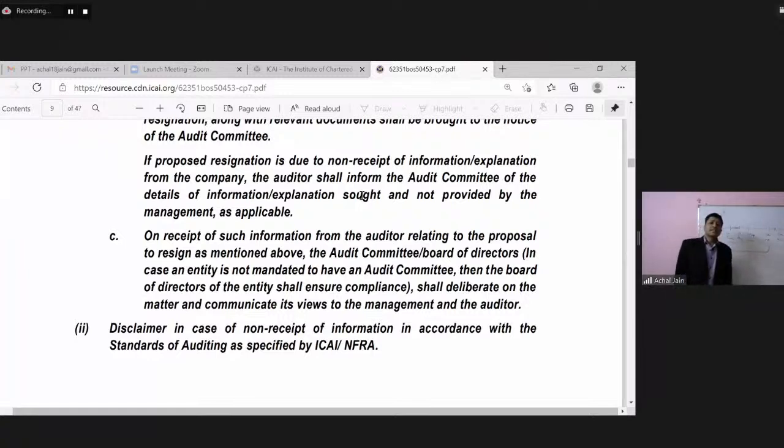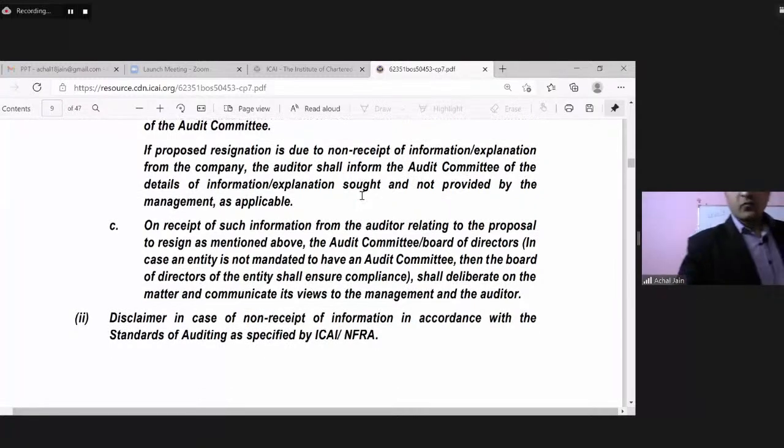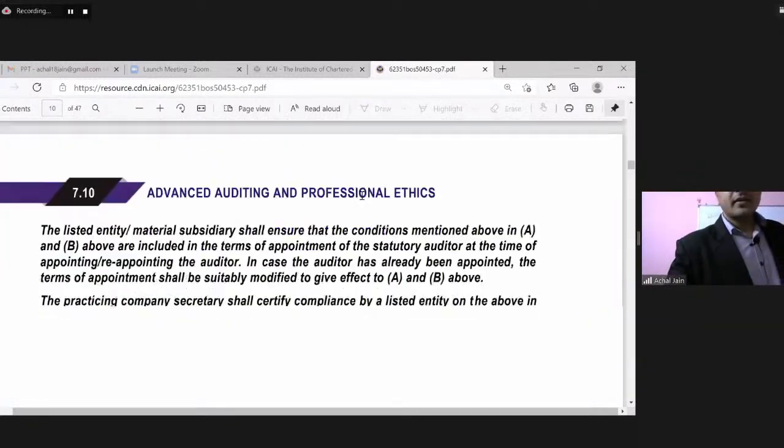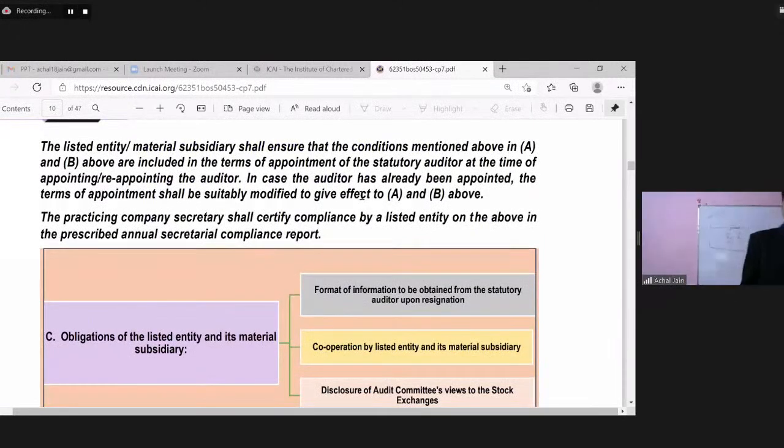Next, disclaimer in case of no receipt of information in accordance with auditing standards. So let's understand what's the next requirement. The listed company or its material subsidiary shall ensure the conditions mentioned in A and B above are included in the terms of appointment of the statutory auditor. What is this A and B above?